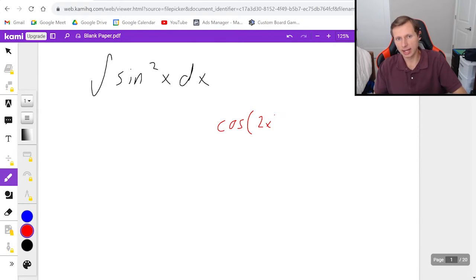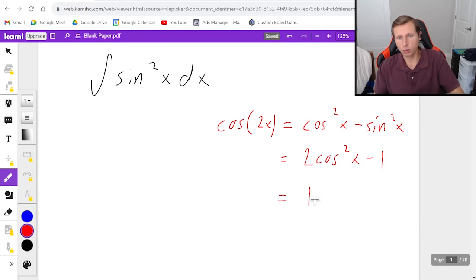cosine of 2x, that function, has three different forms. The first form is cosine squared x minus sine squared x. The second form is 2 cosine squared x minus 1. And the third form is 1 minus 2 sine squared x. The reason why I'm showing you this is because you can solve these functions for different variables.